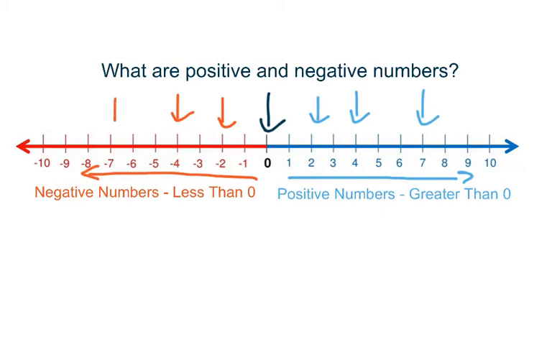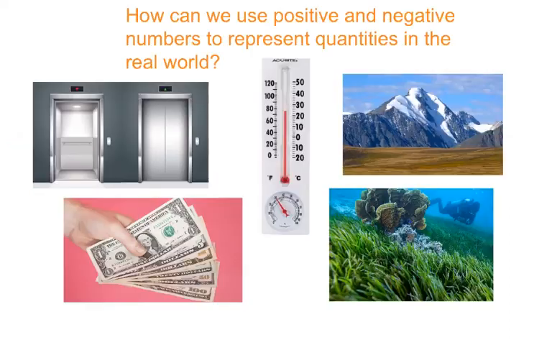Did you circle negative 7? If you did, that is correct. Negative 7 is the opposite of positive 7. And we could keep on going because every positive number has an opposite negative number. But let's move on to answer the question, how can we use positive and negative numbers to represent quantities in the real world?